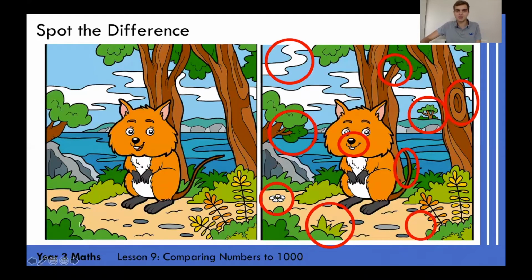And here they are. So here you've got the cloud had disappeared, the part of the tree wasn't there. You've got the tree in the background, you've got the hole in the tree, the tail of the animal was different. Got a bit of plant missing here, a bit of the grass missing, the flower had been replaced by a stone, and part of the tree over here had gone. And here, the mouth is open on this one and closed on this one. Well done if you managed to find any of those differences, because today, like I said, we are going to be looking at comparing numbers.